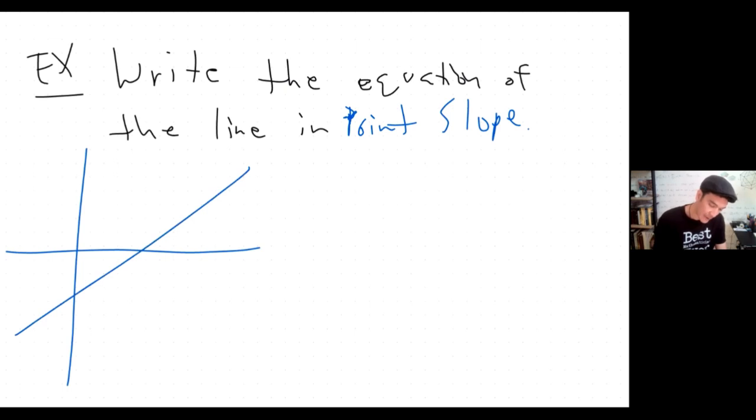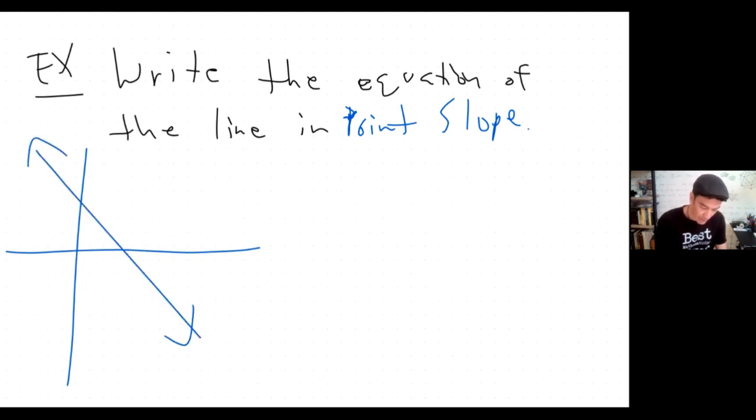Actually, let's do one that's negative. Let it fall down, go like that, go like that. Put a point here, put a point there. Let's say the coordinates here are -1, 4, and this one is at 3, comma, let's go with -2.